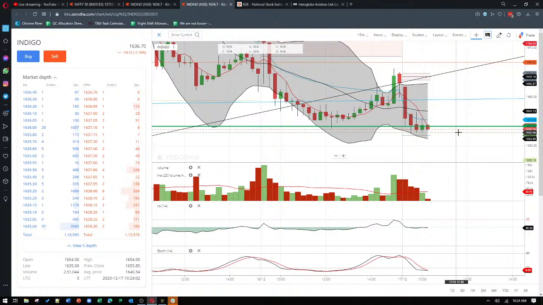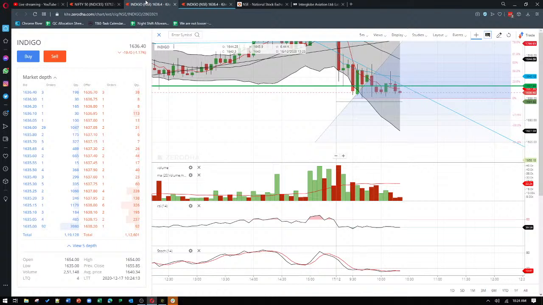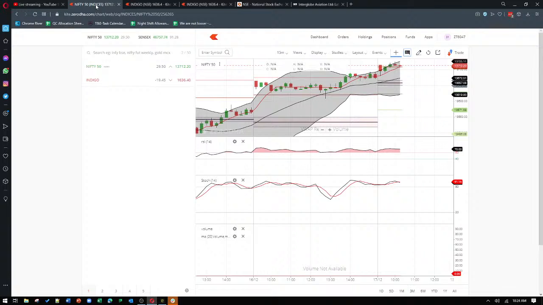Very slow. Volume is very much dried up. Don't know what's all going to happen from here. With 5 minutes, it's still oscillating. Nifty, we'll see. A kind of doji is forming at the price.